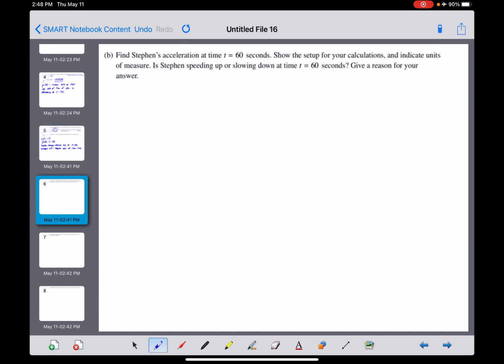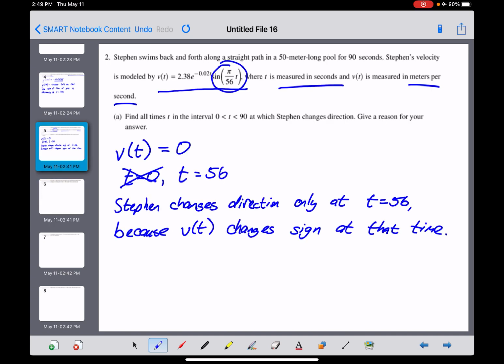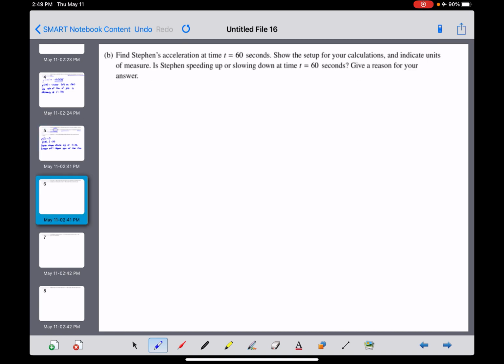All right, for part B, we're supposed to find Steven's acceleration at t equals 60. So remember, this is the velocity function, and acceleration, let's jot this one down, a of t is equal to the derivative of velocity. Now, a lot of you probably knew that without writing that down, but I'm always trying to communicate to the AP grader that I understand where the acceleration function came from. So what we really need to do now to find acceleration at 60 is go to the calculator and type in v prime of 60.